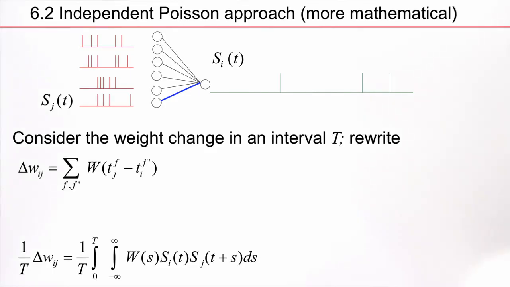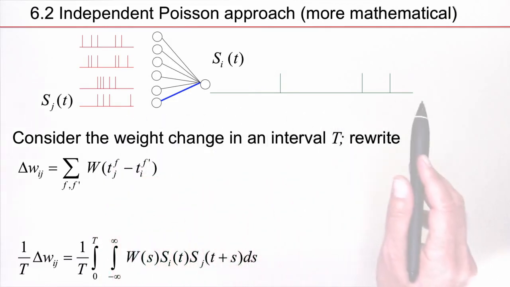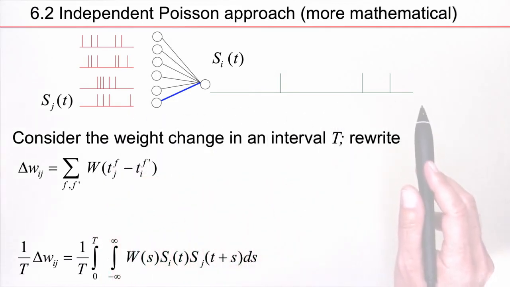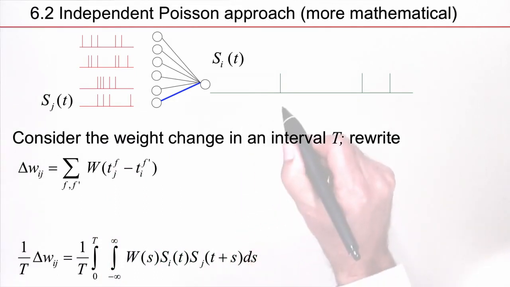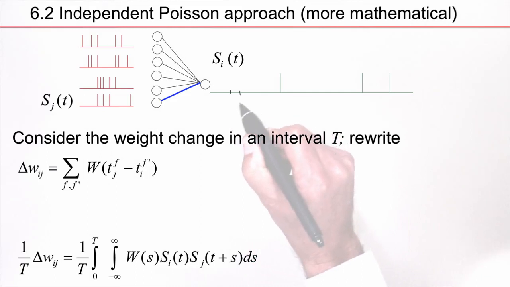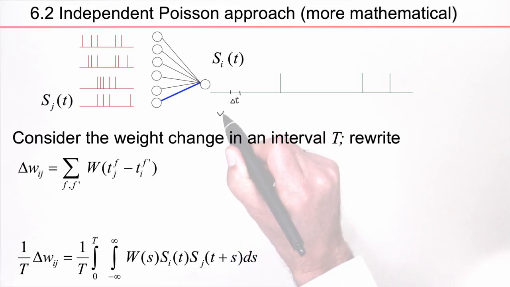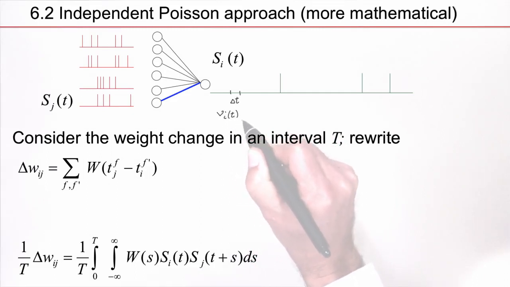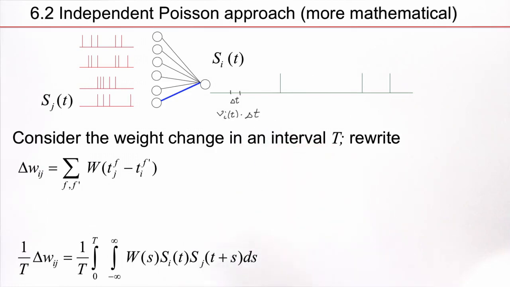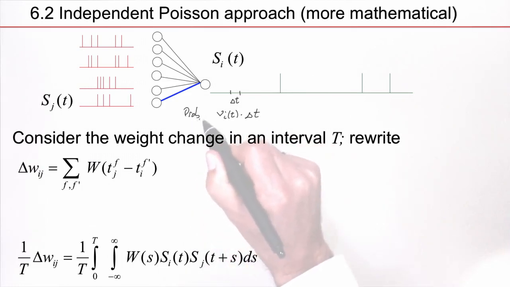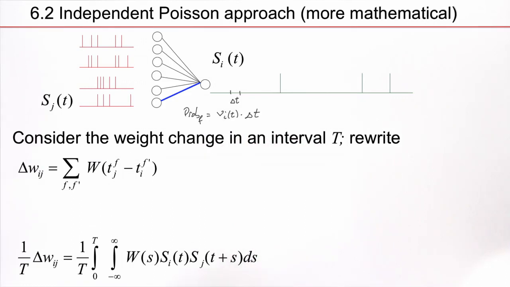So now let's redo the same kind of argument, but from a more mathematical perspective. I assume that the input is given by Poisson spike trains. I assume that the output is also given by a Poisson spike train. So the probability that it will find a spike in a very small time window of length delta t is the rate times the delta t. This is the probability of firing in this interval delta t.